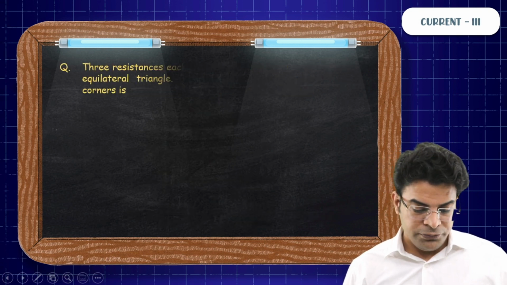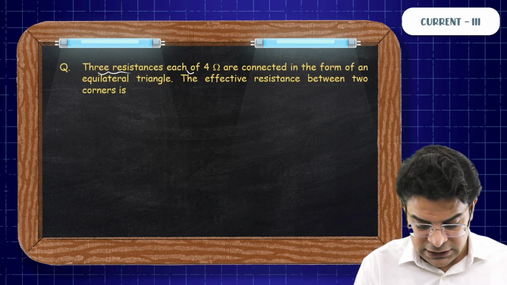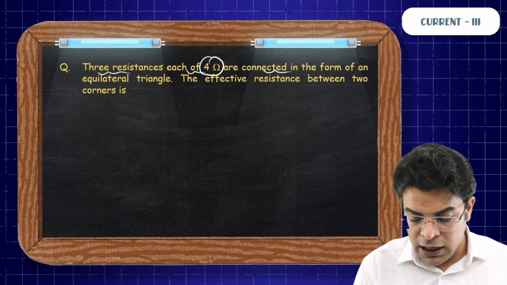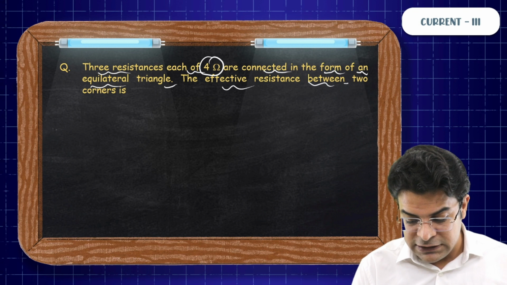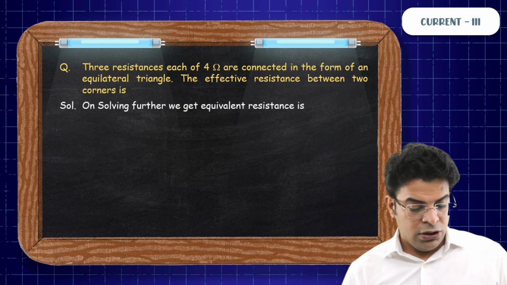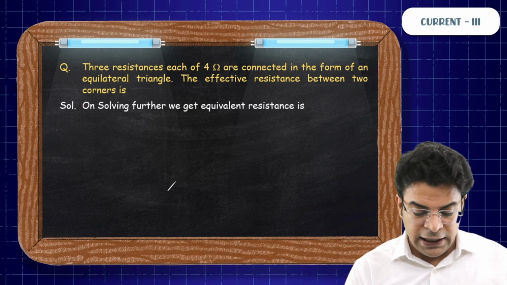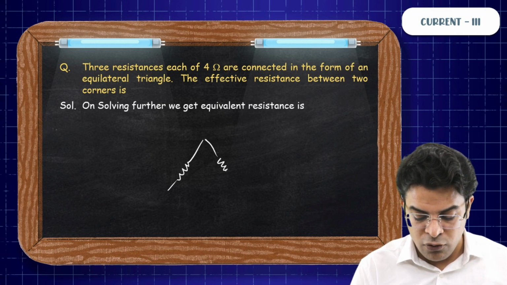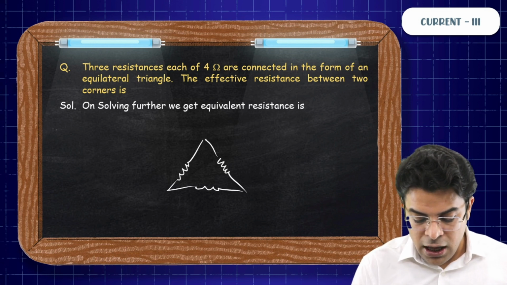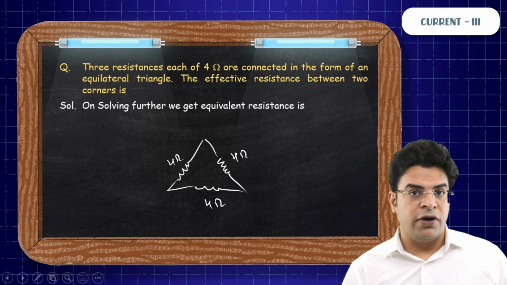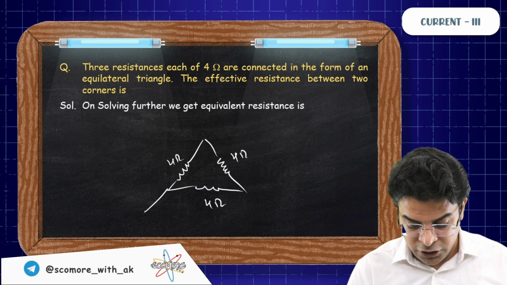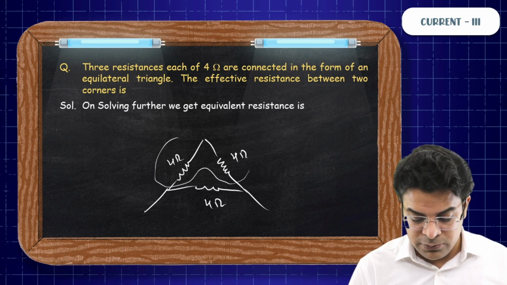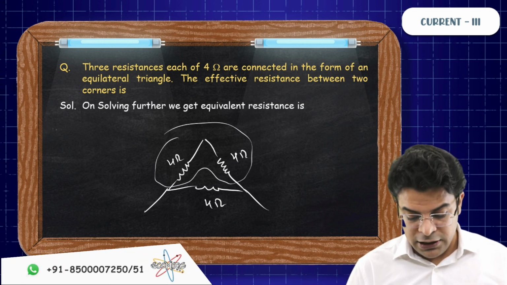Let's move on. Three resistances, each of 4 ohm, are connected in the form of an equilateral triangle. The effective resistance between two corners is. So here you have three identical resistances of 4 ohm each along the three sides of an equilateral triangle. You need to find the equivalent resistance between any two corners. So you will say the resistance of this part will be 8 ohm, and here you have got 4 ohm.